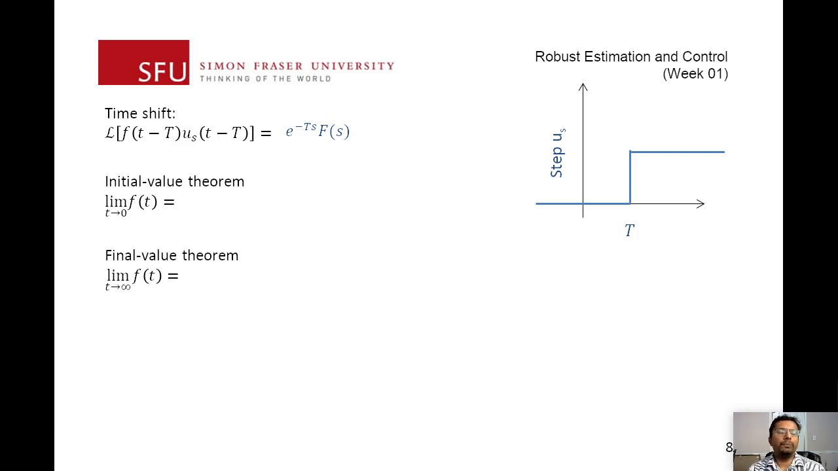The other two properties that we have are the initial and the final value theorem. The initial value of little f of t is given by the limit as t goes to 0 of f of t, and that's given by the limit as s tends to infinity of s times F of s. Similarly, we have the final value theorem, which is the value of f of t as t goes to infinity. That's given by the limit as s tends to 0 of s times F of s.